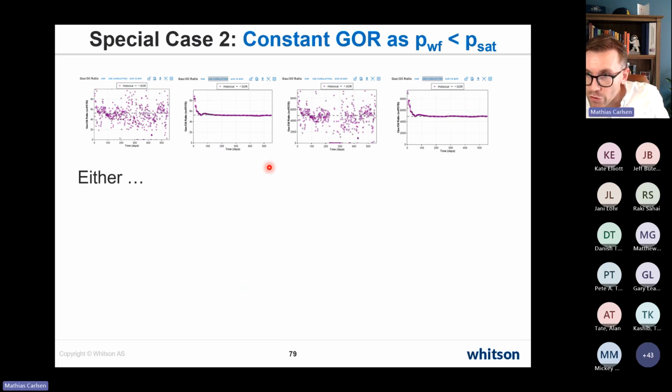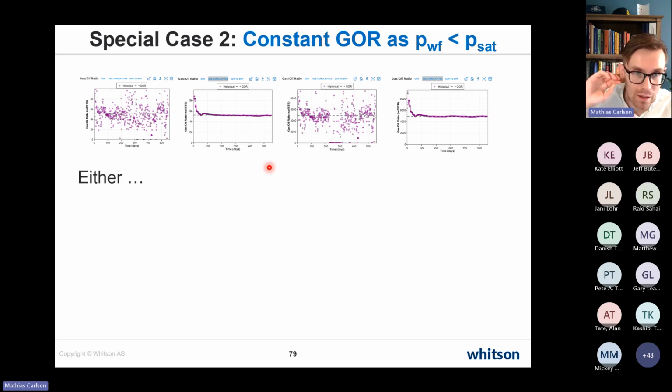Another case that's super interesting is if you have wells that are producing at a constant GOR, even though your bottom hole pressure is below the saturation pressure. Okay, you've gone below the saturation pressure, but the GOR is still flat. And there are 3 ways to model that, that at least I'm aware of, and that I'm going to share with you. I'm just going to show you some examples of this too.